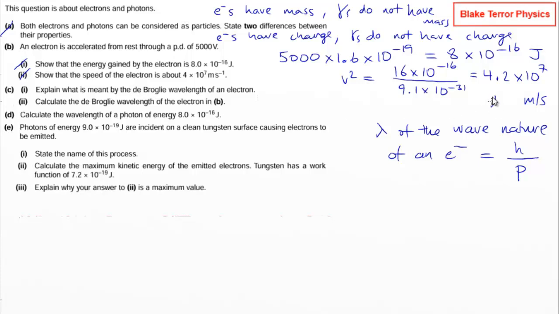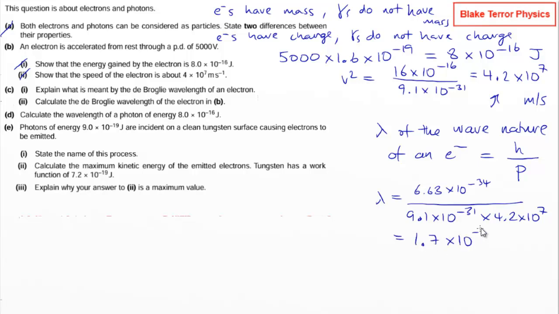So calculate the de Broglie wavelength of the electron in B. So we've got our velocity there. So we're going to say that the de Broglie wavelength then is going to be 6.63 times 10 to the minus 34. You certainly get used to the Planck constant when you're in the quantum section, divided by the mass of the electron, 9.1 times 10 to the minus 31, multiplied by its speed, which is 4.2 times 10 to the 7. So that comes out at 1.7 times 10 to the minus 11 meters.